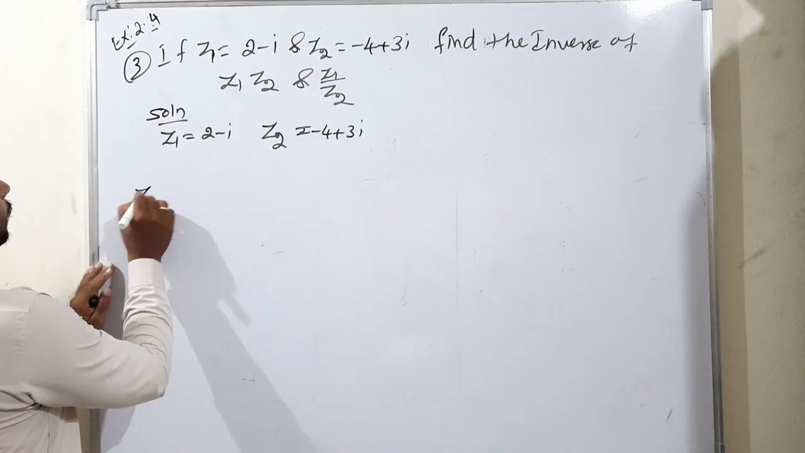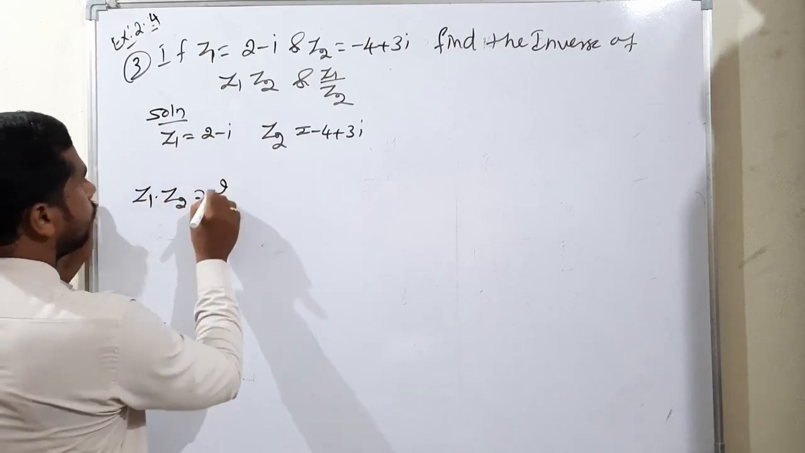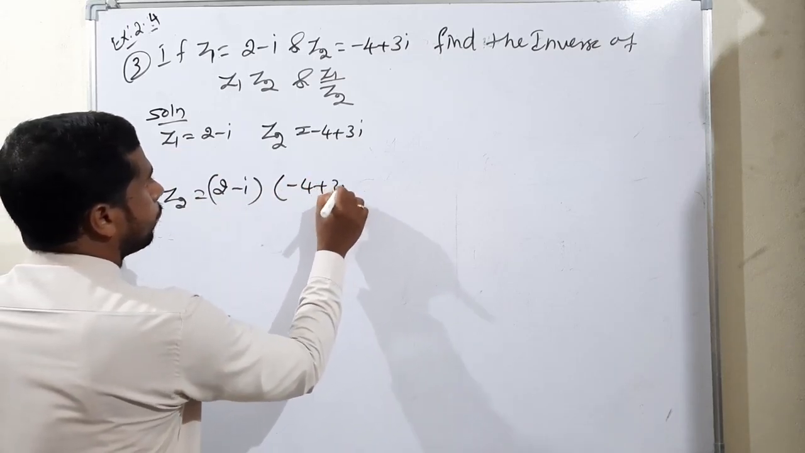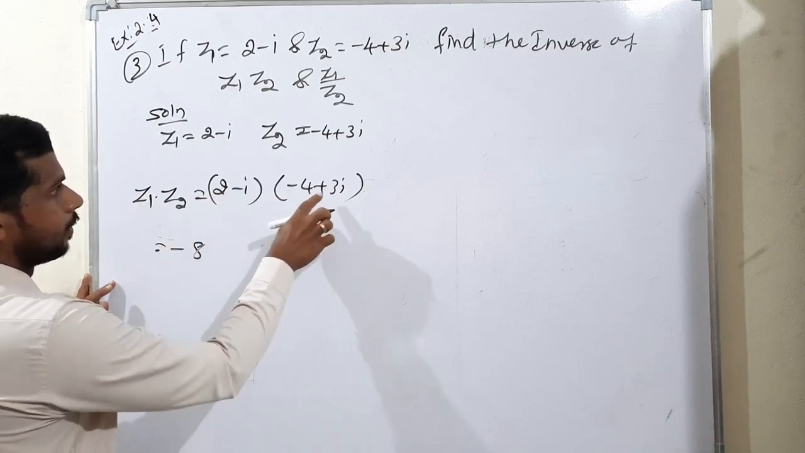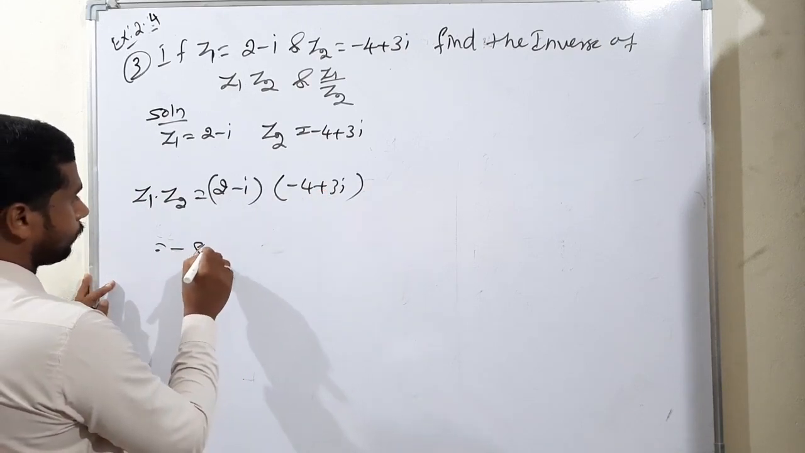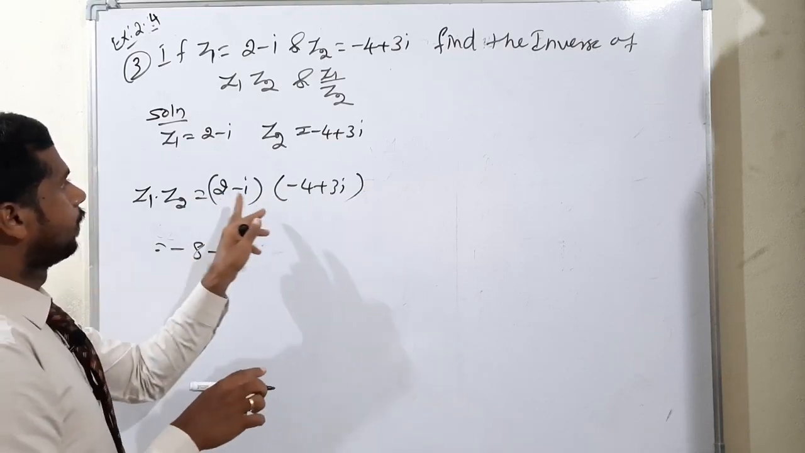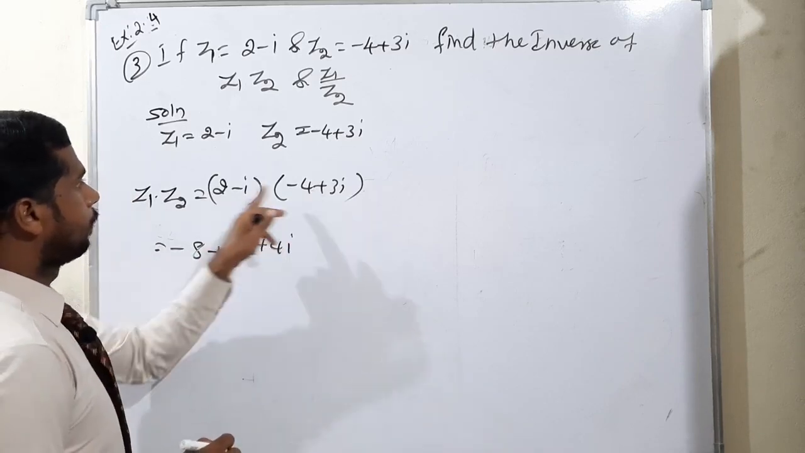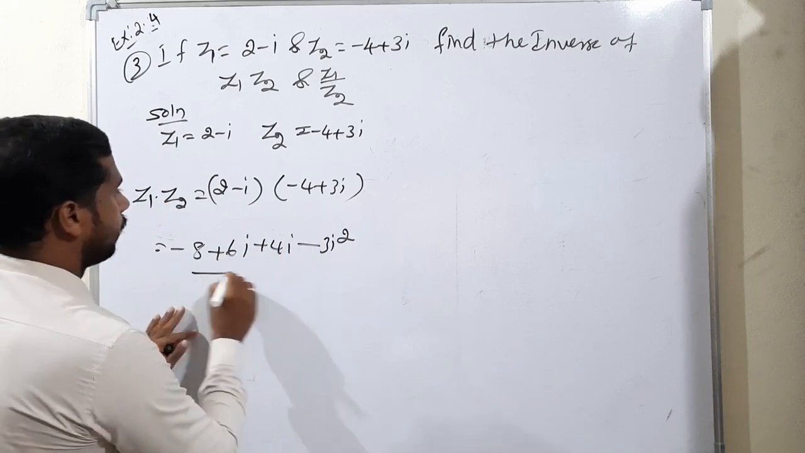Z1 is equal to 2 minus i, then Z2 means minus 4 plus 3i. Again, 2 into minus 4 is minus 8. Again, plus 3 into 2 is plus 6i. Minus i into minus 4 means positive 4i. Then minus i into 3i means minus 3i square.